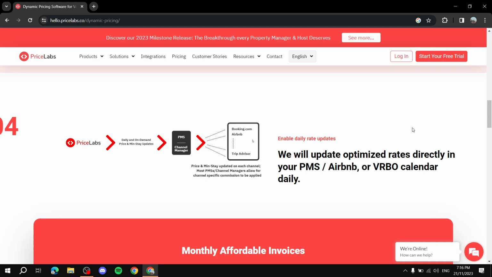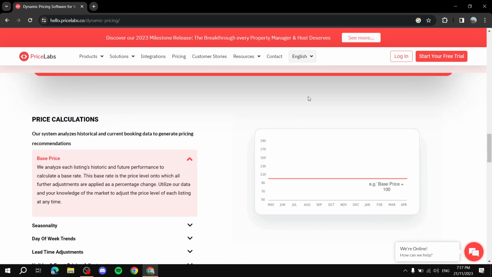And if you enable the daily rate updates, they will automatically update the prices you have depending on the data that they have just worked to get. So you don't really have to go out of your way to update it every single day. However, I need to note that if, for some reason, you do not agree with the price PriceLabs gives you for a certain day, you can simply manually change it to whatever price you want it to be. So that's also an option. It's not like they restrict you to only what they think or give you.